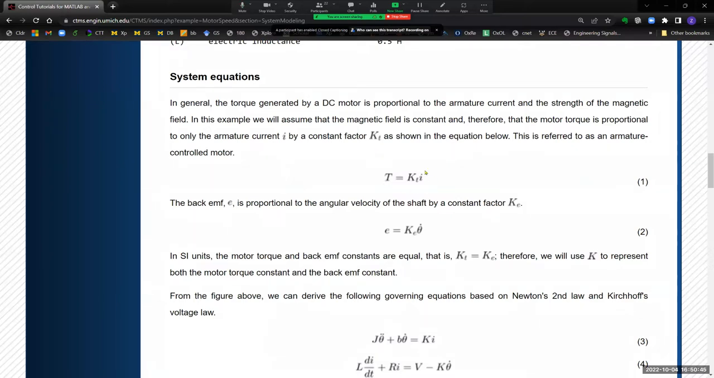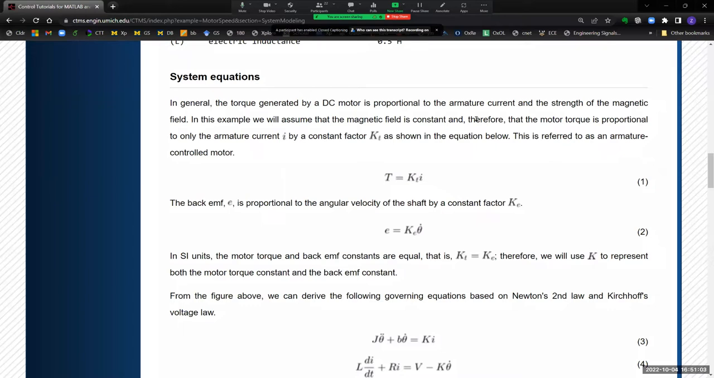So what does this mean physically? Well, if you move I to the other side, T over I equals this constant. What does the constant mean? And here I just say the constant factor.